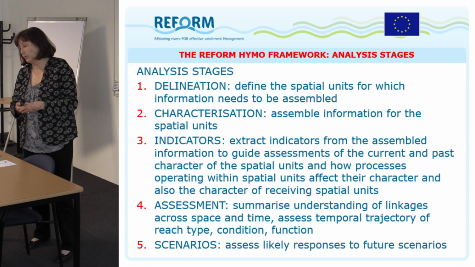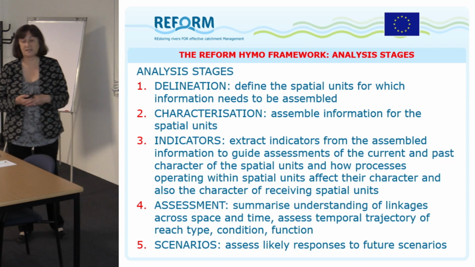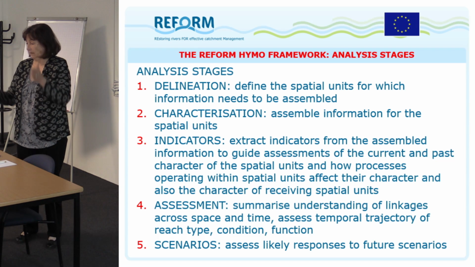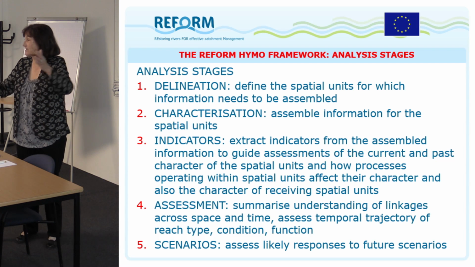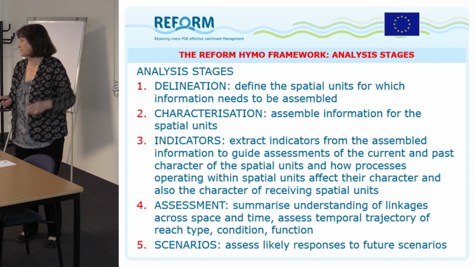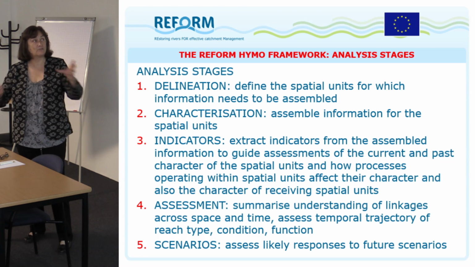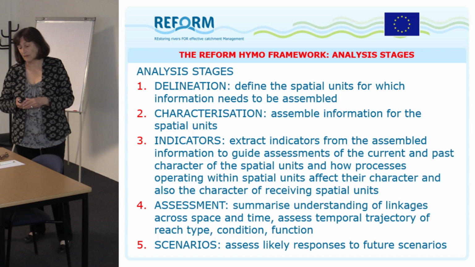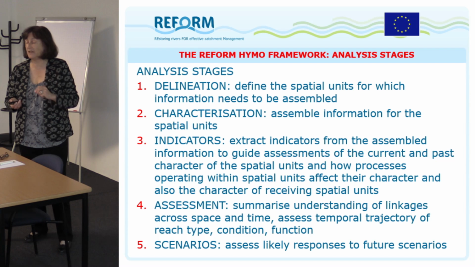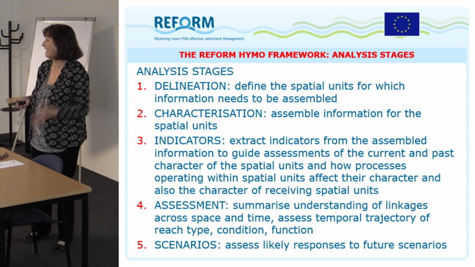Okay, so the way this analysis goes is that first of all, we look at our reach or reaches that we're interested in, and we delineate those reaches and the units of space that they're located in, up to the catchment and even beyond, so that we understand where we are in the spatial arrangement of the landscape. So we delineate these spatial units, and I'll talk more about that in a minute, and then we proceed to assemble the information we have on those spatial units, which is what we call characterising.